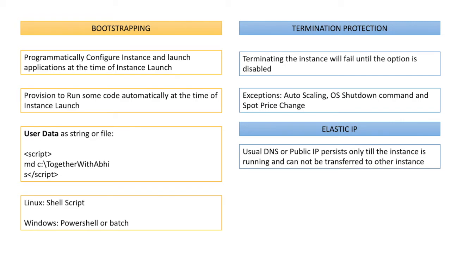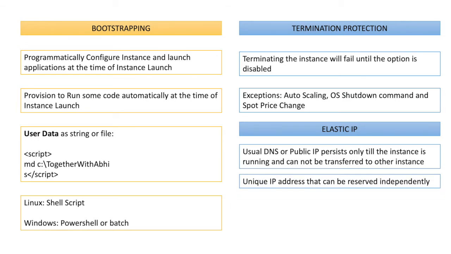Now usually if you see any DNS or public IP, it persists only on the instance that it is running on and cannot be transferred to any other instance. This is a normal procedure. So your IP is tied or mapped to the instance which is using it. But tomorrow, if you change your instance, but you still want to have the same IP because you have configured it somewhere in your application, what you would want is an IP which is independent of the instance. So you can do that using Elastic IP.